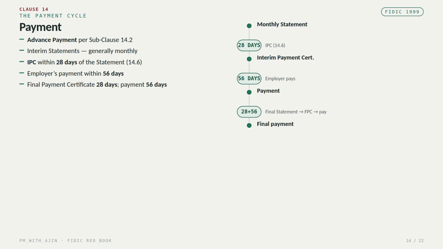The employer's payment then follows, and under the structure in this timeline, the employer's payment period is 56 days. At completion, the contractor submits the statement at completion. The final payment certificate is generally issued within 28 days after receiving the required final statement and discharge, and payment is generally made within 56 days after that. This is why planners and commercial teams should always maintain a payment tracker.